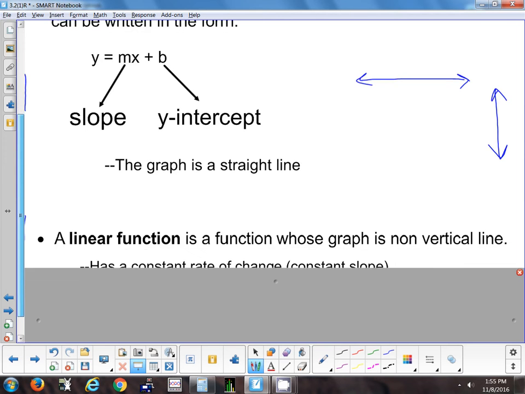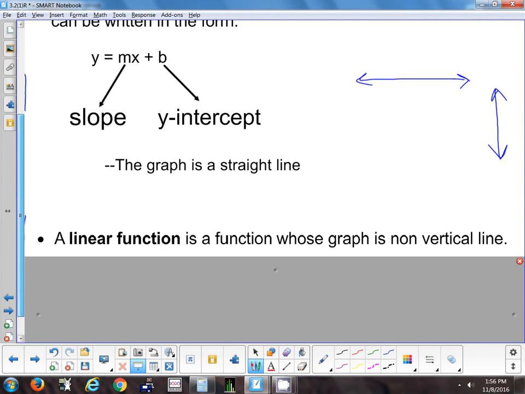So a linear function is a function whose graph is a non-vertical line. So vertical lines, remember, those are not functions. Horizontals are okay, but vertical would not. So straight up and down like this? No. Going across is okay, up and down, not okay. All right, so a linear function is a function whose graph is a non-vertical line.